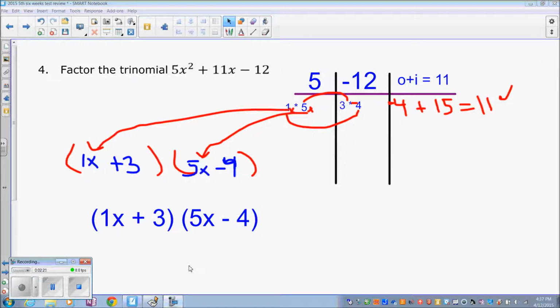Okay, so I went ahead and typed your answer so it would look a little bit neat, but after you factored this trinomial right here, this is what you should get. And if you're not sure if that's correct, you can always go back and FOIL this, and if you FOIL it, you come right back to this trinomial. So that's number 4.